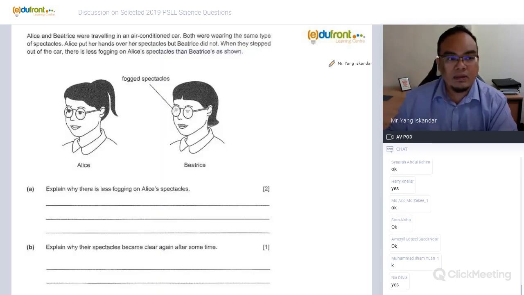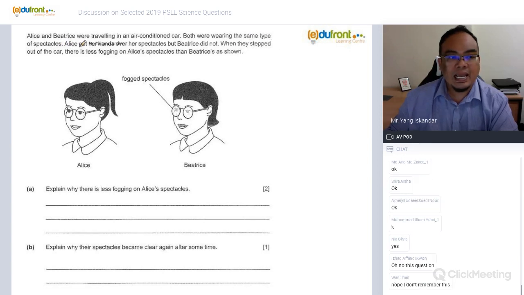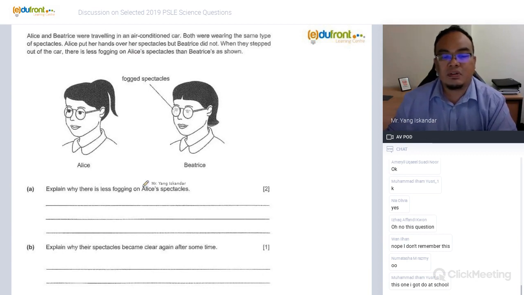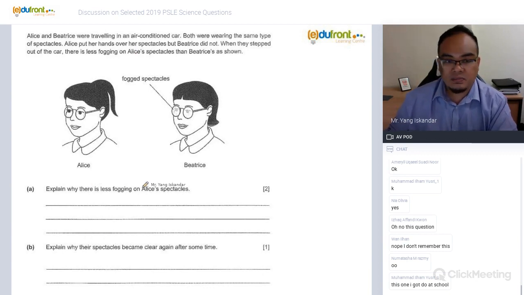Okay, let's read together. Alice and Beatrice were traveling in an air-conditioned car. Both were wearing the same type of spectacles. Alice put her hands over her spectacles, but Beatrice did not. When they stepped out of the car, there is less fogging on Alice's spectacles than Beatrice's, as shown. Explain why there is less fogging on Alice's spectacles.